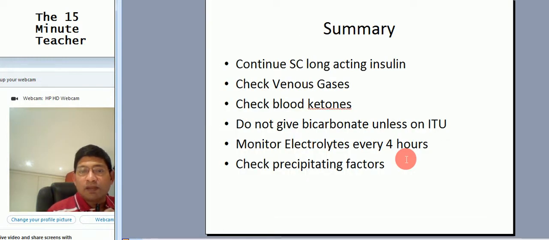So in summary, continue subcut long-acting insulin during the patient's admission. Check venous gases rather than arterial blood gases. Check blood ketones. Do not give bicarbonate unless in intensive care. Monitor electrolytes every 4 hours, and check for precipitating factors.